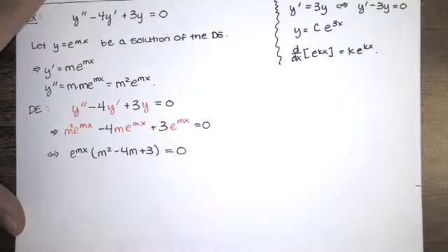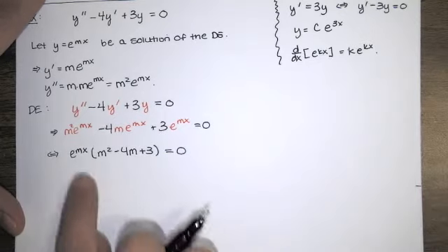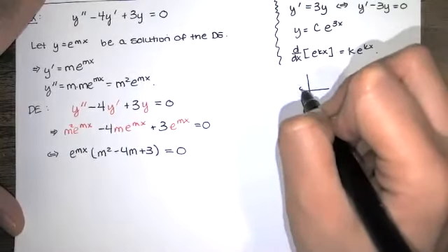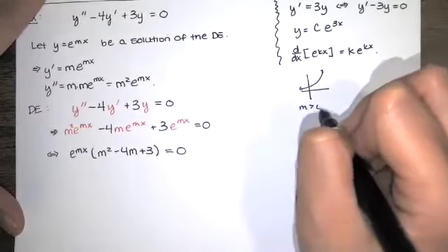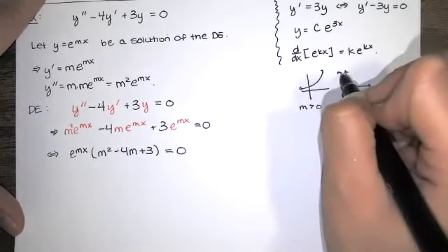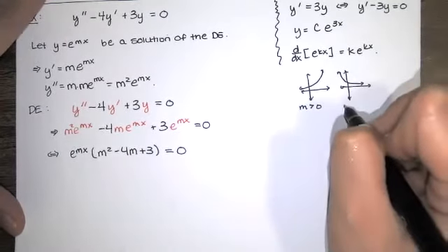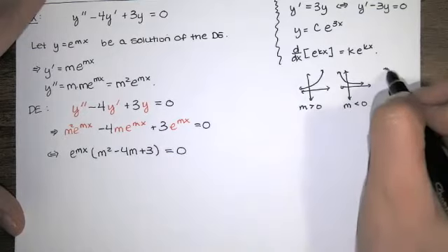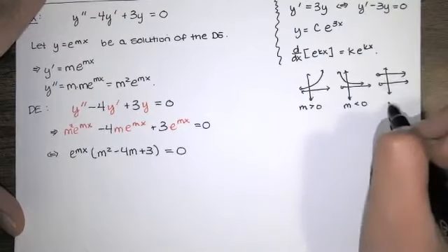And so we've got a product equals 0. That product equals 0 if this equals 0 or this equals 0. But e to the mx, remember what that looks like. That's never 0. If m is positive, it looks like that. If m is negative, it looks like that. It's a decreasing exponential. If m happens to be 0, that's e to the 0, which is 1. Looks like that.